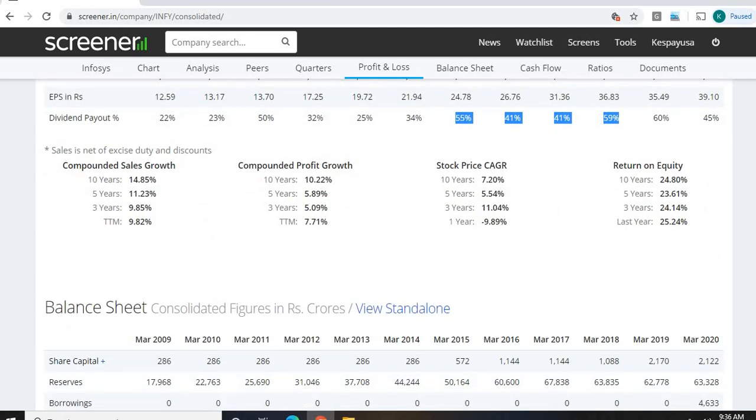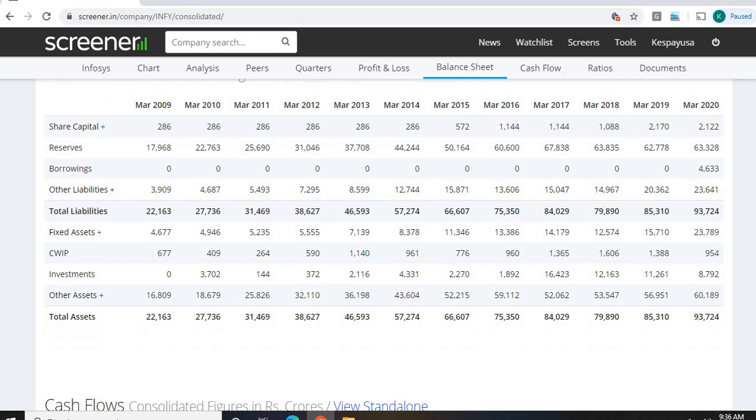And finally, if we come here, a little more detail about the balance sheet. This is very important for the last 10 or 15 years. Information is here from 2009 to 2020. What is the share capital, how much is it increasing or decreasing, what reserves the company has, and what liabilities the company has. Are they reducing or increasing? We have to understand how and why it is increasing.